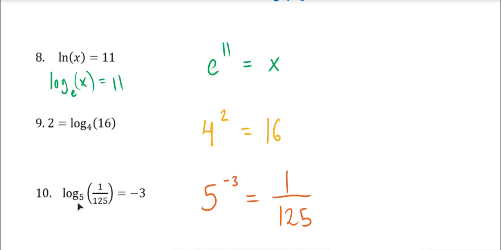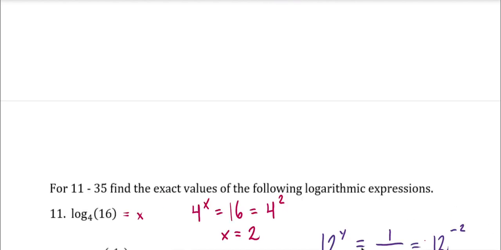Here it says log base 5 of 1 over 125 is equal to minus 3. So 5 is our base, negative 3 becomes our exponent, and the output of this is the argument here, 1 over 125. For the next few, they want us to find the exact values of these logarithmic expressions.